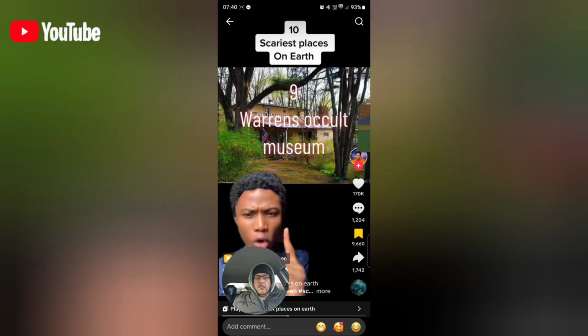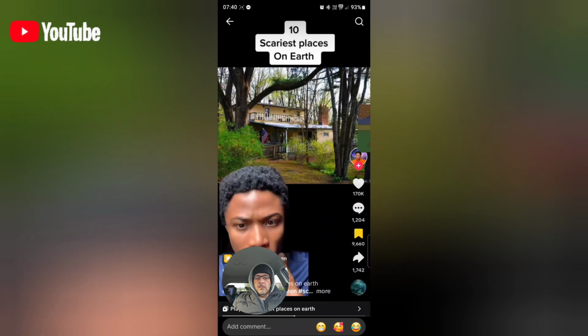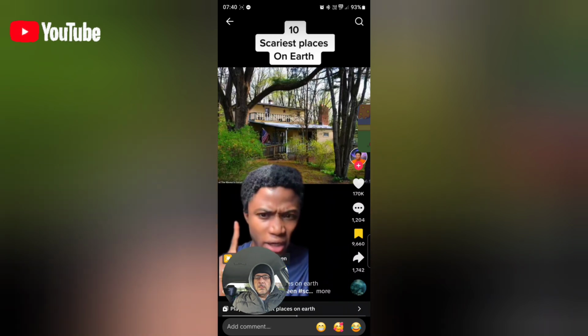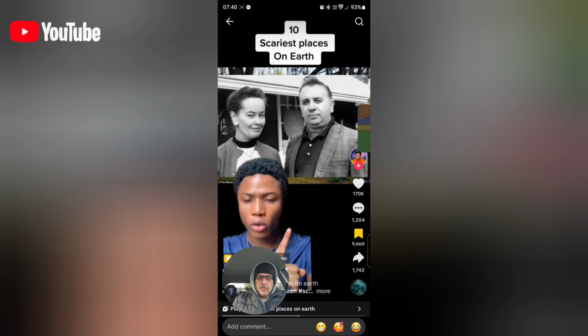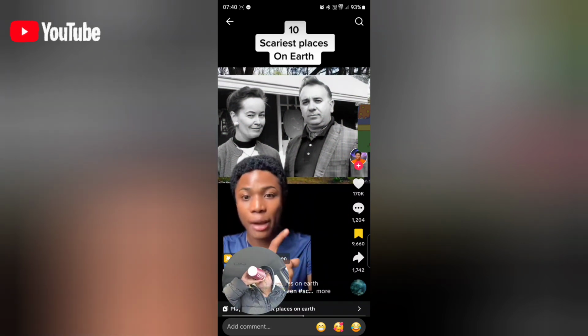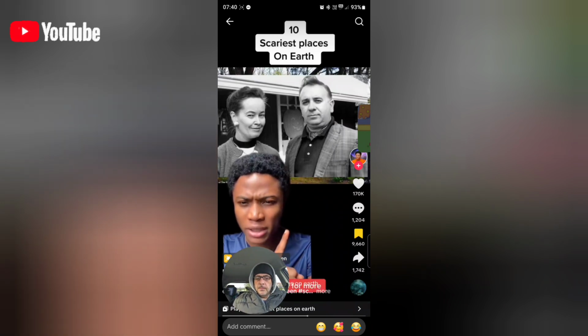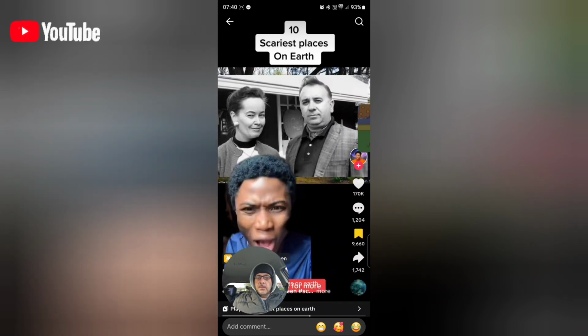Number 9. The Warrens Occult Museum. Have you seen the movie Conjuring or Annabelle or The Nun? Well, all of those movies have a link to this house. This couple decided to collect demonic items, cursed items, and possessed items from all over the world just to keep it in their house. Why?